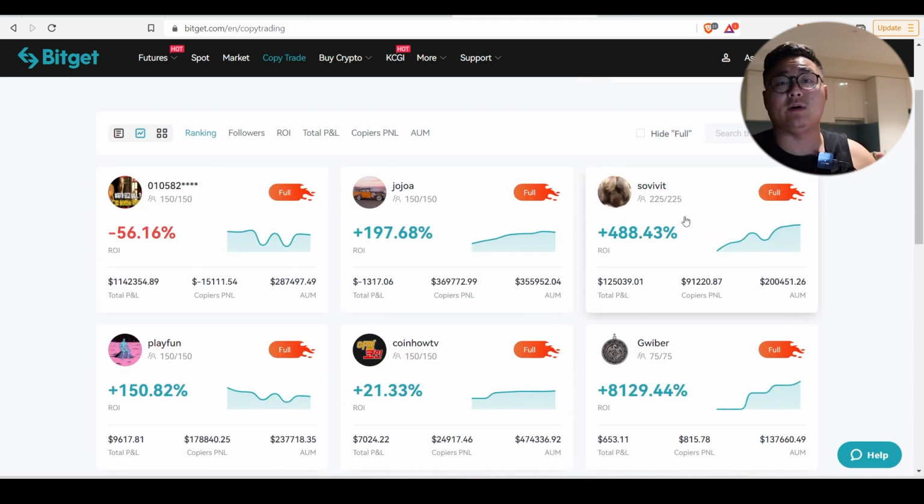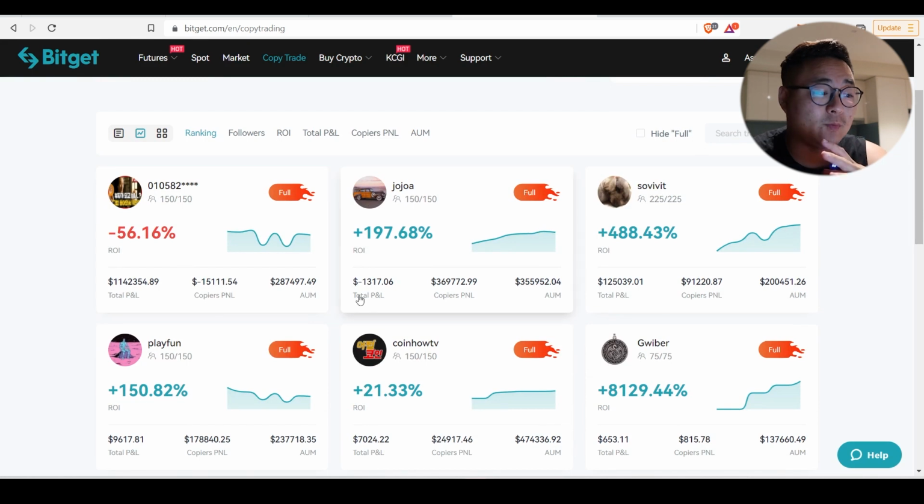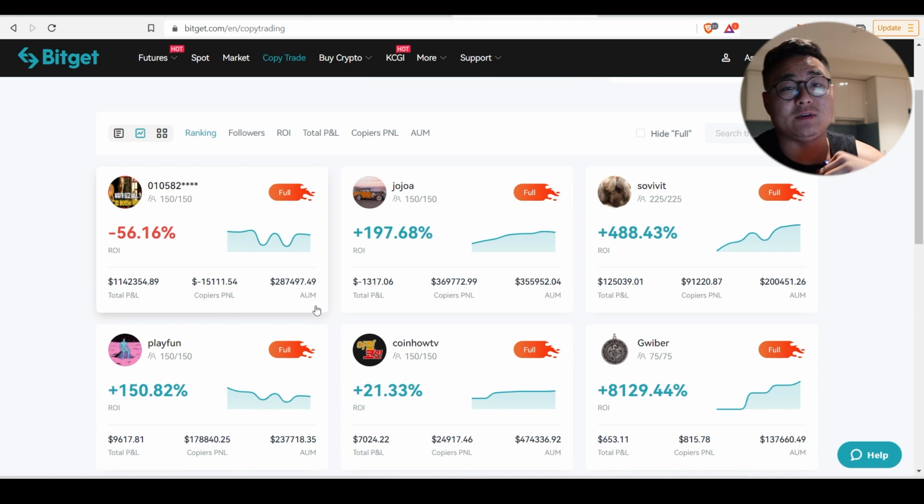And what you're trying to identify here is whether these traders have these profits because they're lucky or because they're actually good at what they do, whether it's based on skill or not. There's obviously a lot of metrics that we can see. You can see total P&L, you can see copiers' P&L, we can see AUM, which means assets under management.